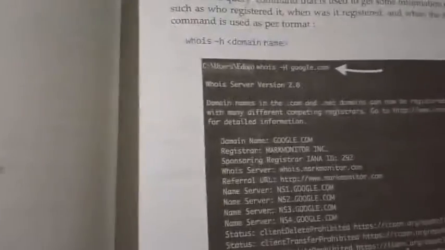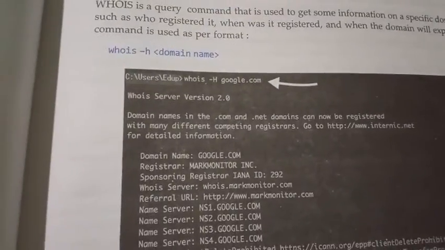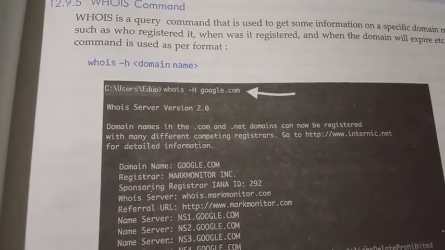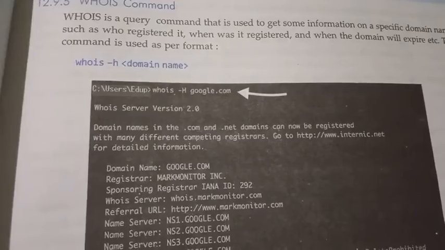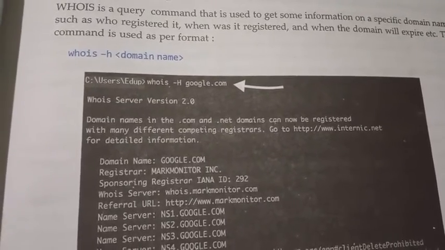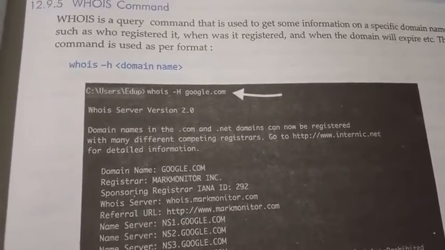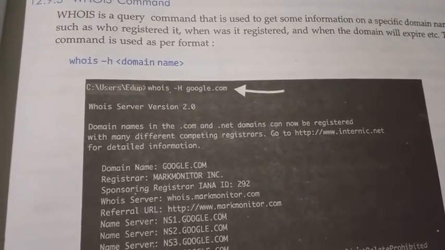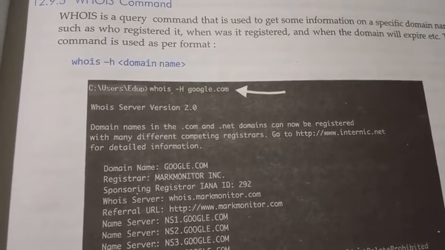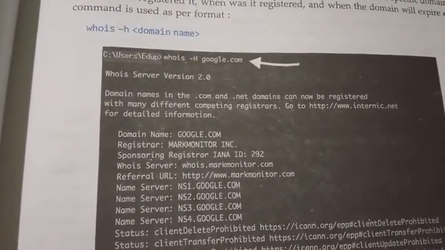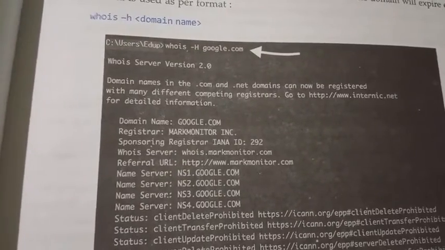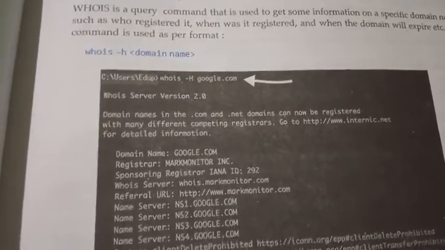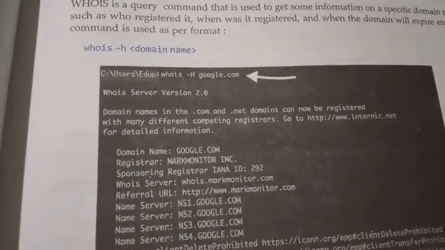Next one, the whois command. The whois command is used to get some information about a particular domain name, like who registered it, when it was registered, and the expiry time. Look at whois -h google.com. It provides information about the Google domain name, registration time, who is sponsoring, and so on. Full information we can get by using the whois command. The syntax is whois minus h, then the domain name.